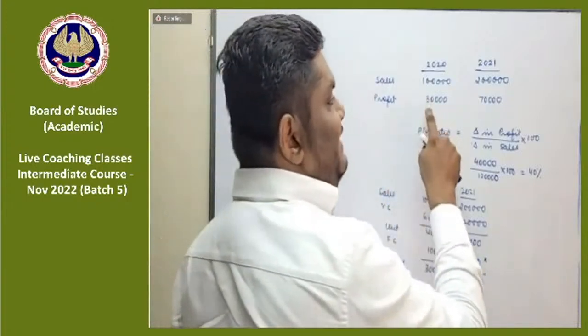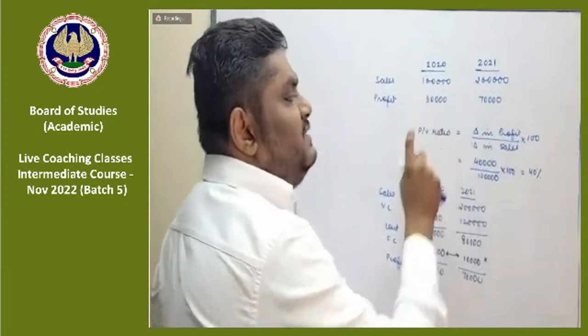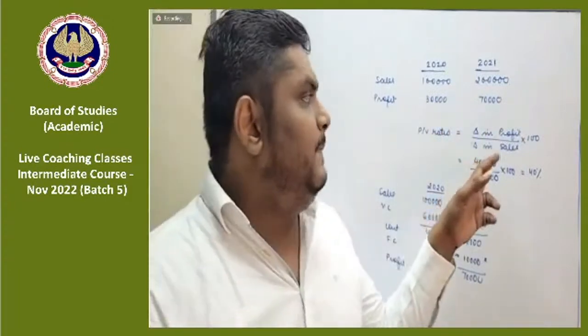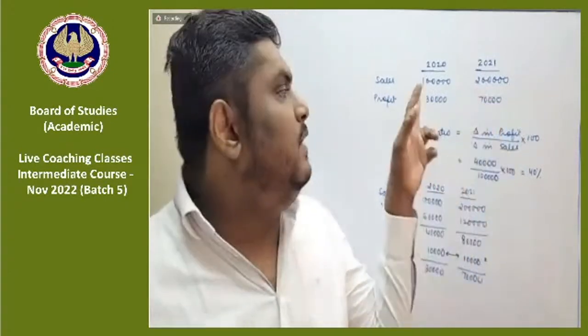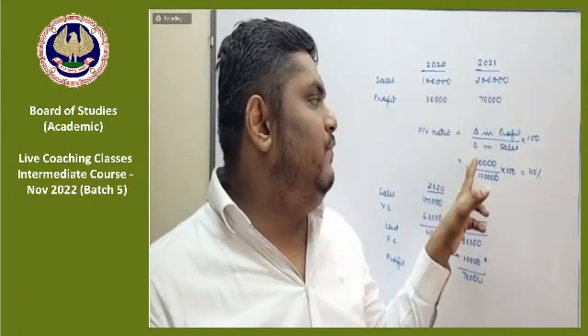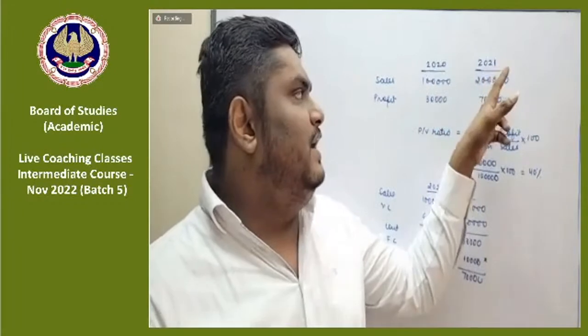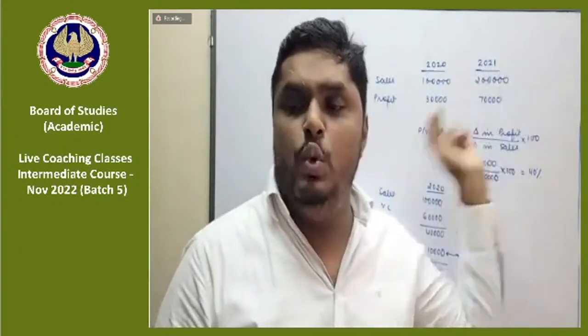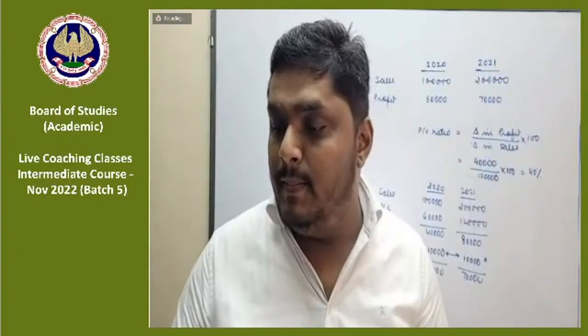Change in profit, that is 70,000 minus 30,000. I got 40,000. I repeat again, Siddhappa, 70,000 minus 30,000, 40,000, is the change in profit divided by change in sales, that is 2 lakh minus 1 lakh.